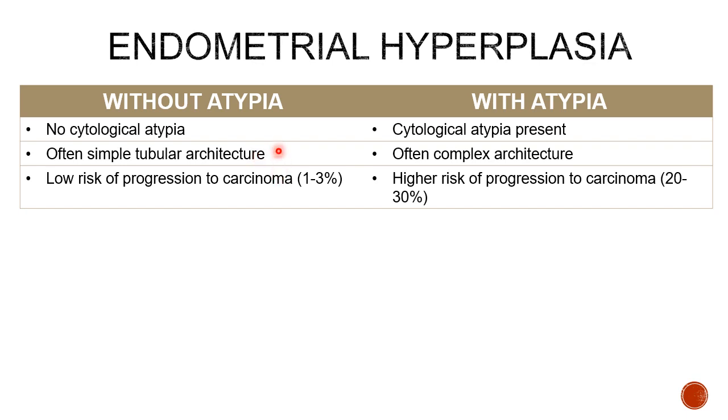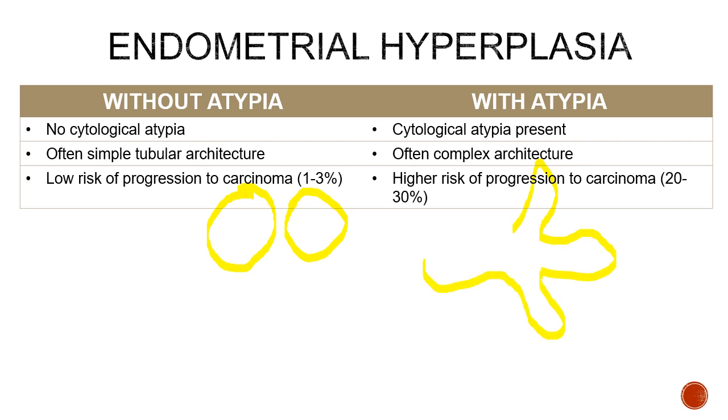In endometrial hyperplasia without atypia, the architecture of the glands is often simple and tubular. And what does simple and tubular mean? Simple and tubular means that they are well-rounded and well-circumscribed. Whereas a complex architecture is often seen in endometrial hyperplasia with atypia, and complex means they start to branch. They may look like a flower or a starfish, and that is often seen in this setting, but not in the one without atypia.